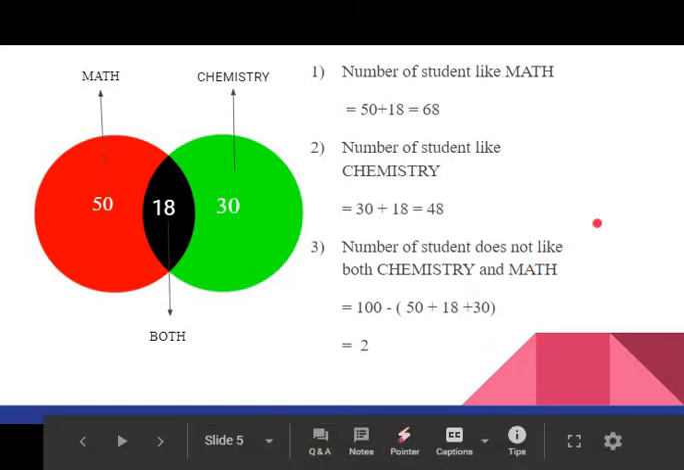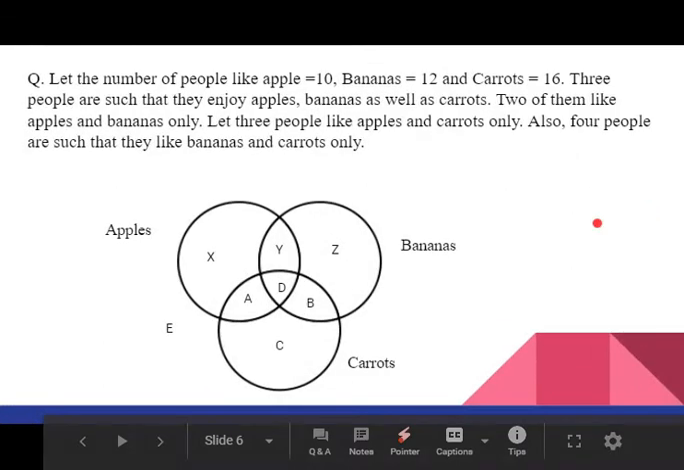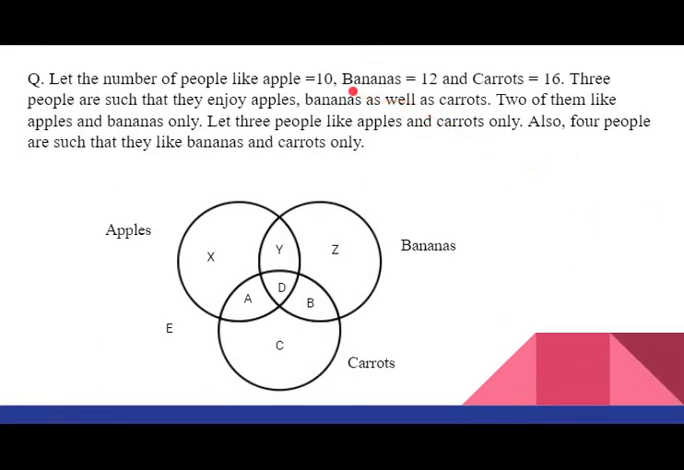So the question is: let the number of people who like apple be equal to 10, the number of people who like banana be equal to 12, and the number of people who like carrot be equal to 16. Three people are such that they enjoy apples, banana as well as carrot. Two of them like apples and banana only. Let three people like apples and carrot only. Also, four people like banana and carrot only.